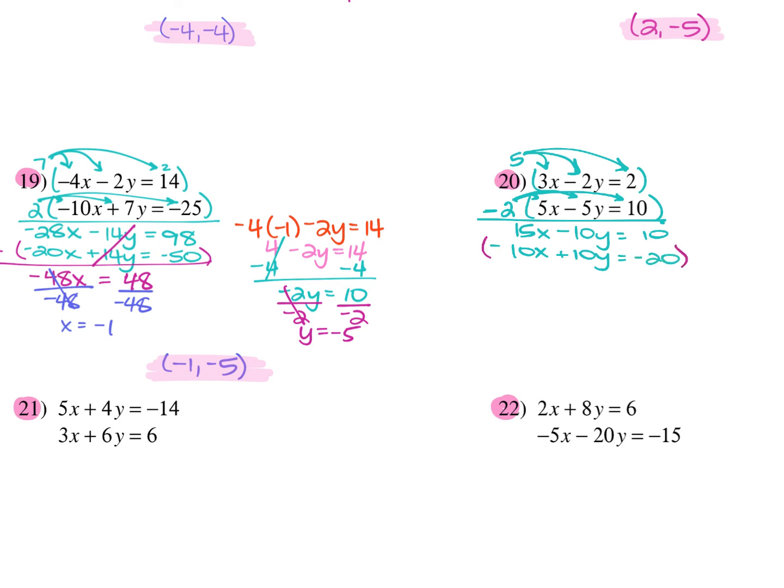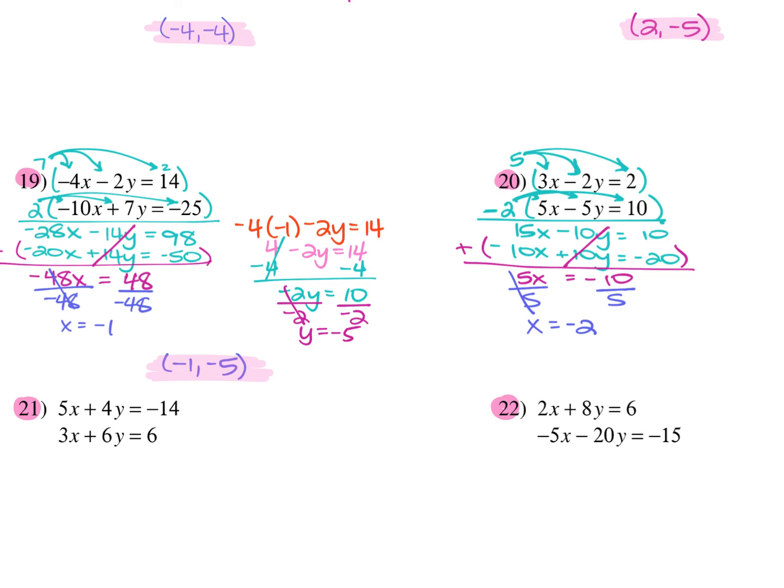If we add these, 15x minus 10x is 5x. The negative 10y plus 10y cancels out, and 10 minus 20 is negative 10. If we divide each side by the 5, we get that x is negative 2.